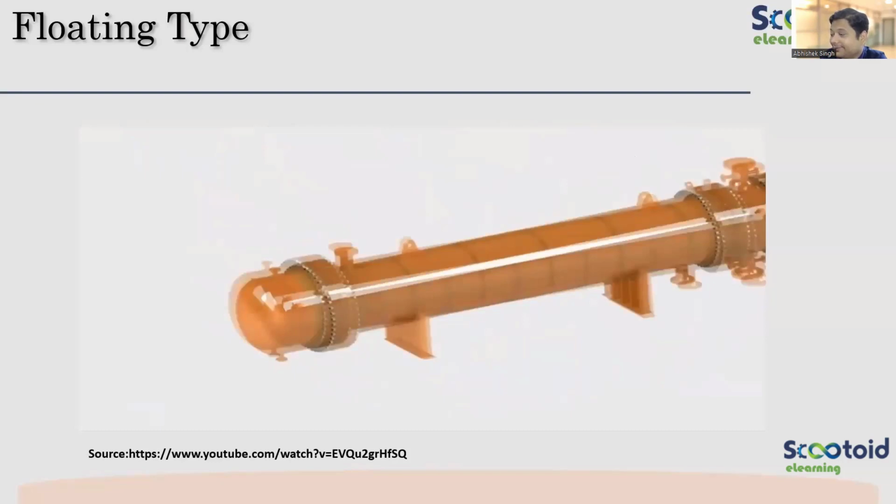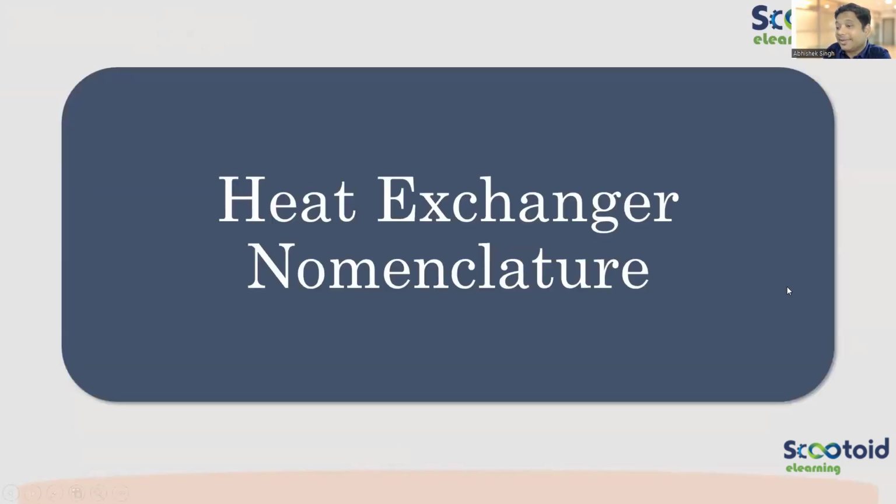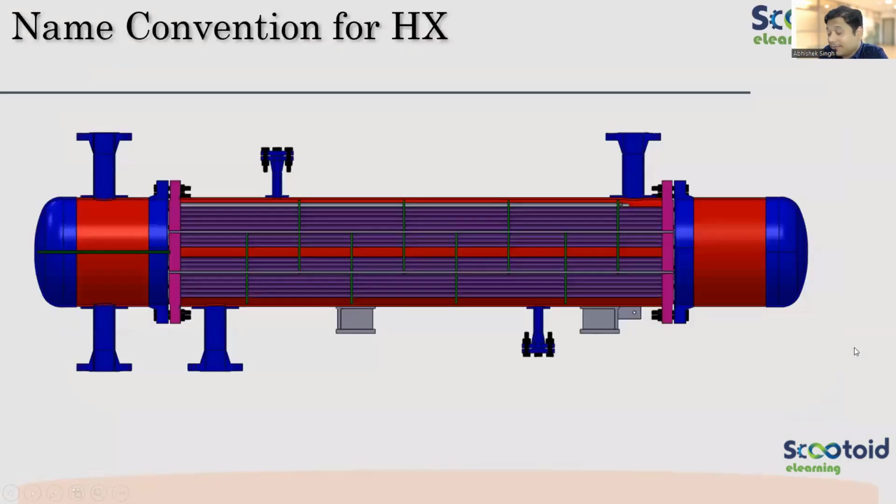Is it clear? Heat exchanger nomenclature. Now we'll see how, by using alphabets, we can specify the names. Like if it's a fixed type heat exchanger, I don't have to call it with that name. By just using alphabets, we will be able to understand what the type is. Great. So shall we see that?